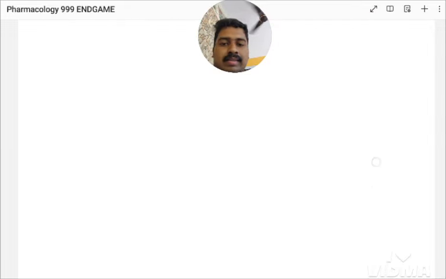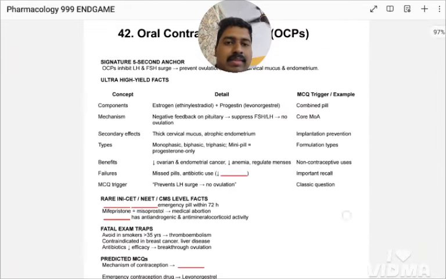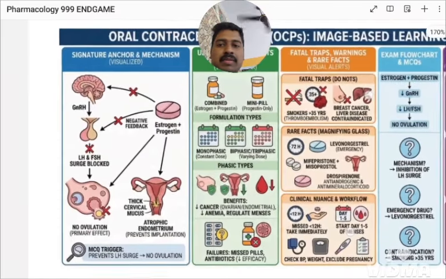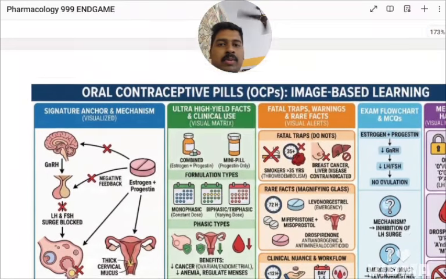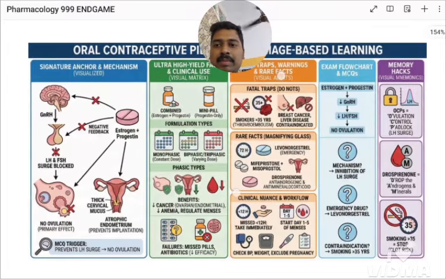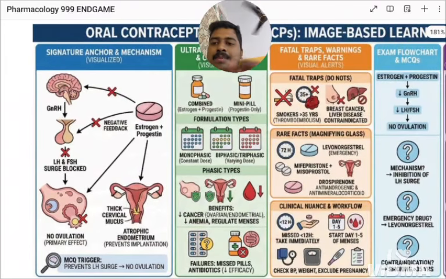Okay. Yes. We'll go on to the next topic, that is OCPs. Here we have some topics which are overlapping with OBG also, but anyways we'll be completing in both of them. Okay. So to know how OCPs act, we should know what the hypothalamo-pituitary-gonadal axis is, okay, the HPO axis.